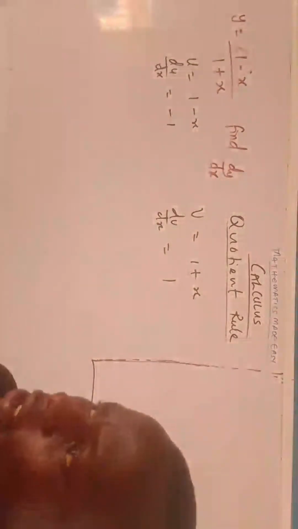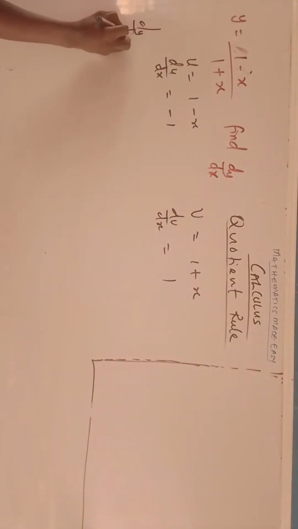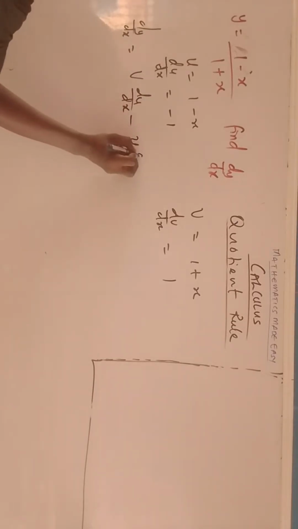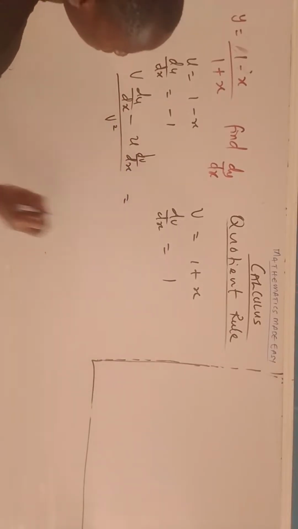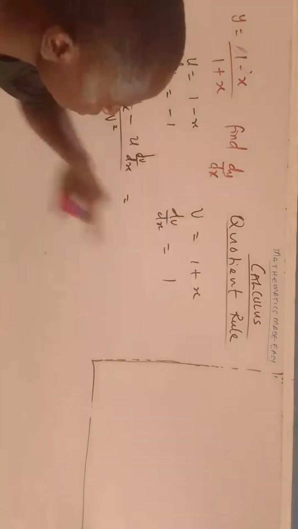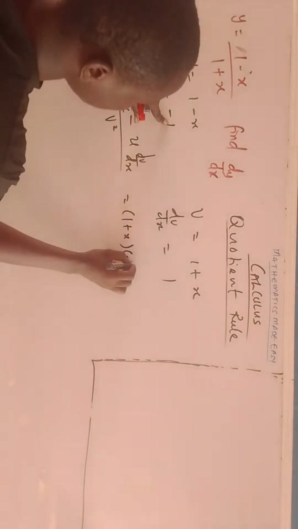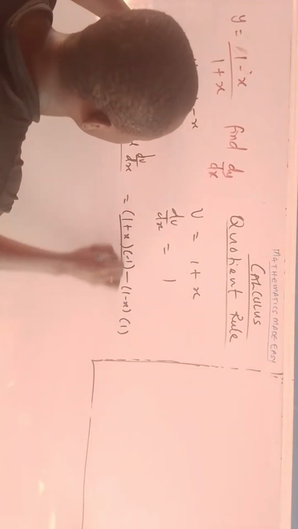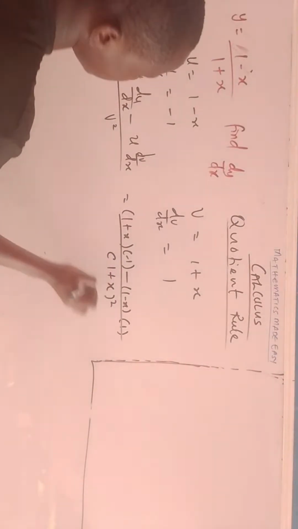So what are we going to do next? You write out your formula. dy/dx is equal to v du/dx, then minus u dv/dx, then everything over v to the second power. Are we together? So v is 1 plus x, so we have 1 plus x, and du/dx is negative 1, then minus u, which is 1 minus x, and dv/dx is what? Positive 1. Then everything over v to the second power, which is 1 plus x to the second power.